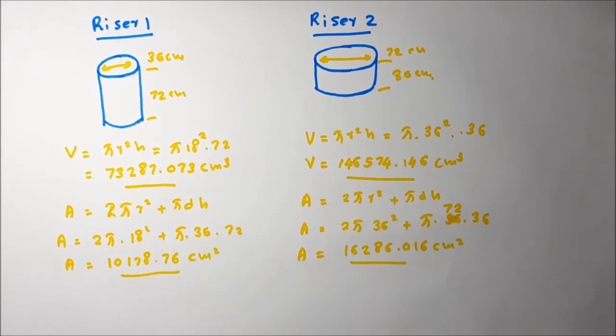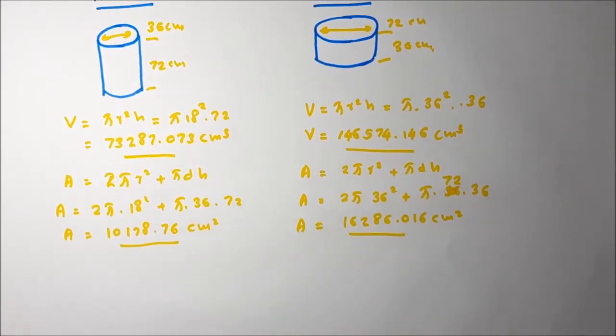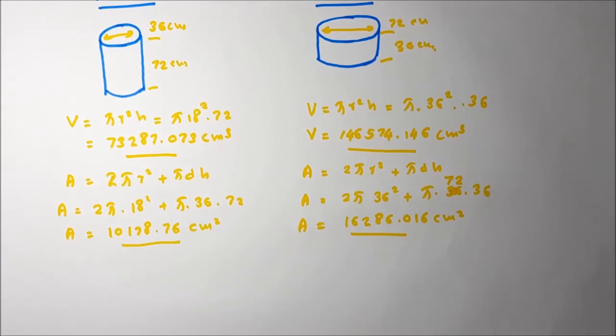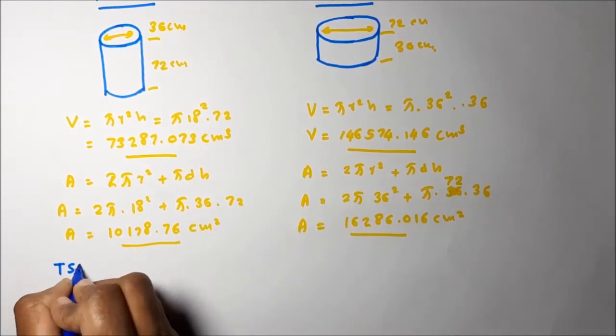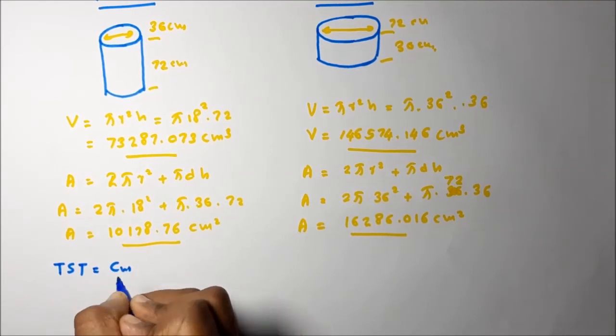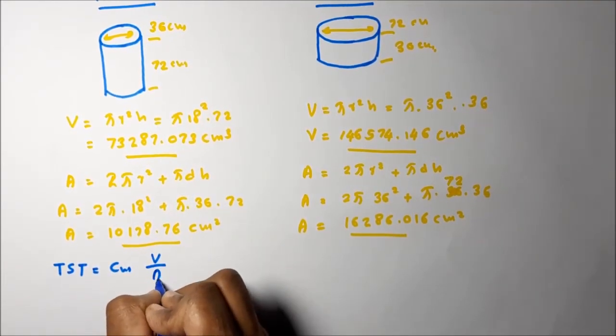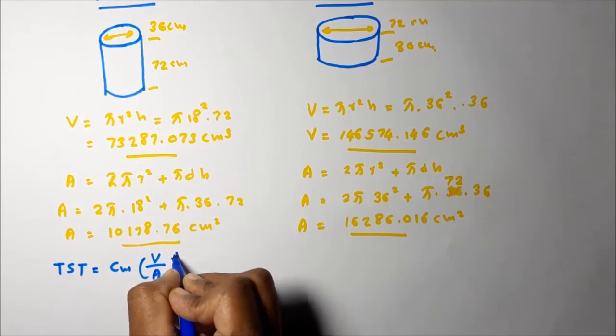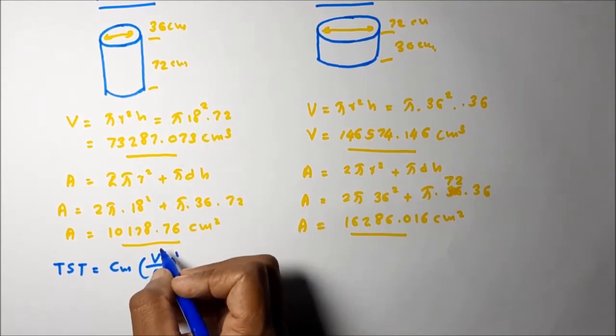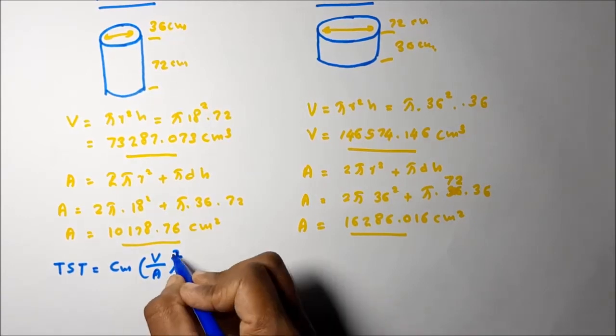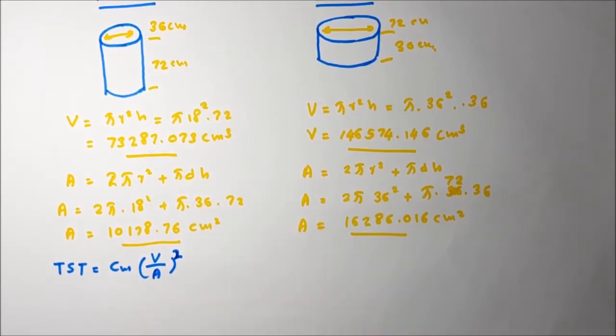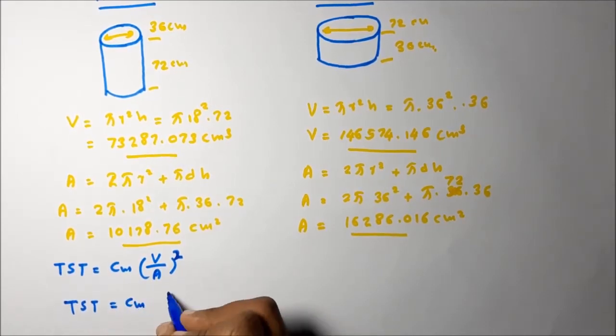These values are given. Then we can use Chvorinov's rule. Total solidification time is equal to CM into volume divided by surface area, to the power of the mold exponent. The problem asks to take the mold exponent n equal to 2. This is the mold constant CM. Then we apply these values for riser 1, where CM is an unknown value.